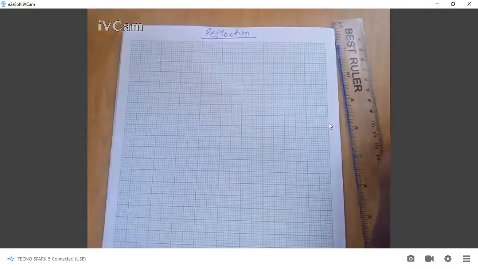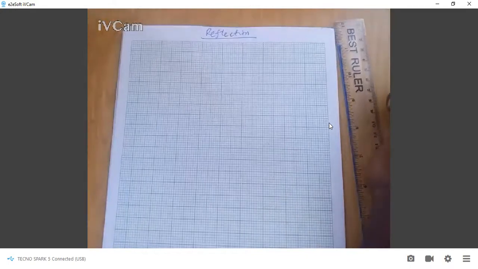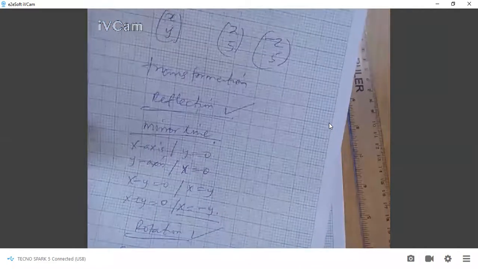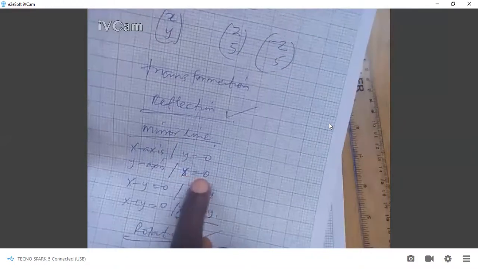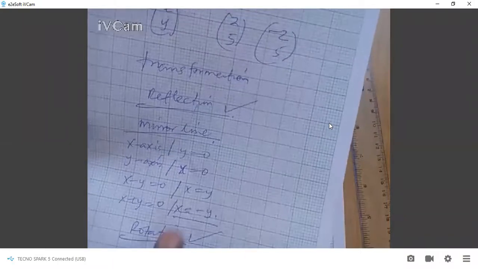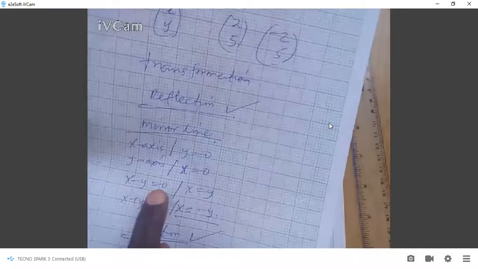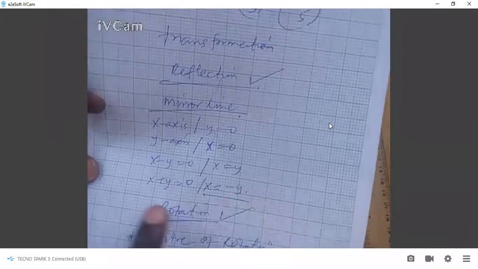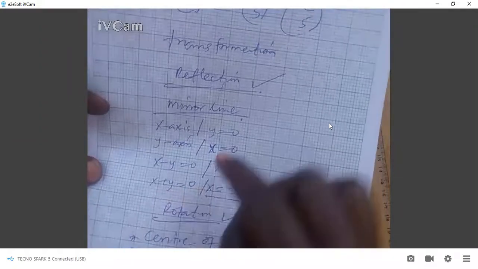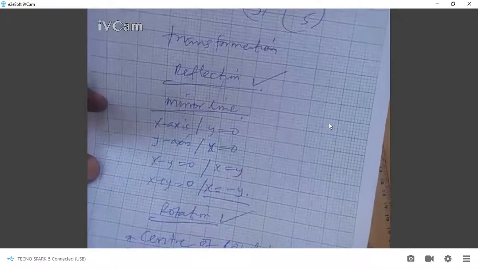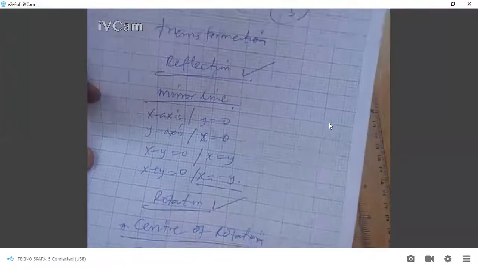Now, for a reflection, we want to generate the different matrices of reflection in the line y = 0, or the x-axis. We're also going to look at how to generate the matrix of reflection in the line x = 0, which is the same as the y-axis. We're also going to look at the matrix of reflection in the line x = y, which is the same as x minus y = 0. And lastly, the matrix of reflection in the line x = -y, which is the same as x plus y = 0. Now, these are mirror lines. So always when you're describing a reflection, talk about the mirror line.